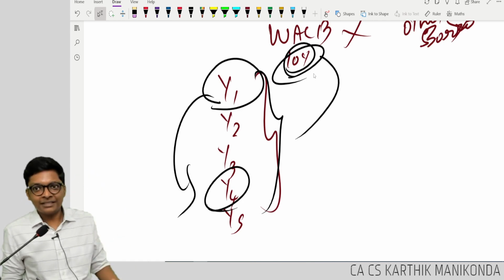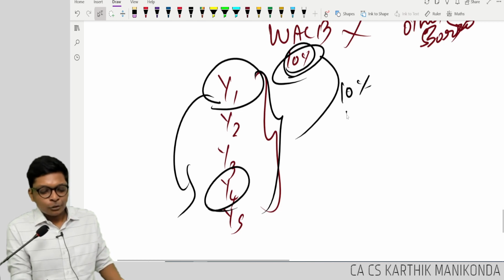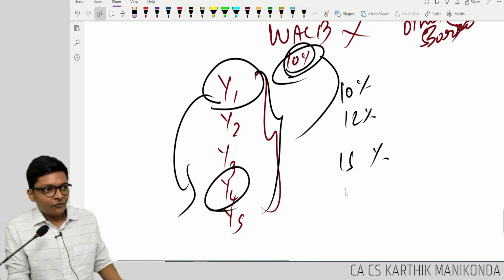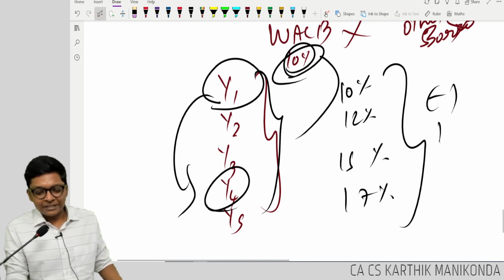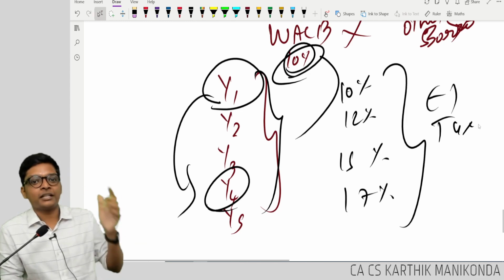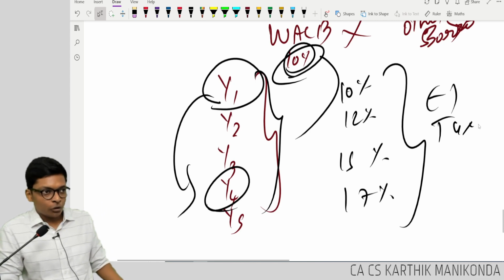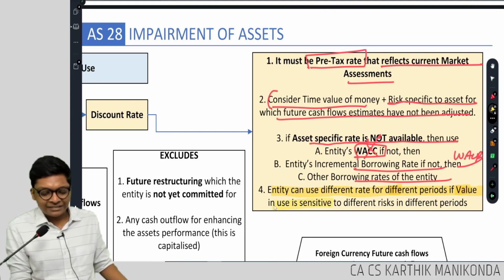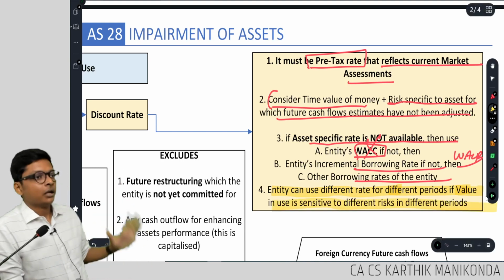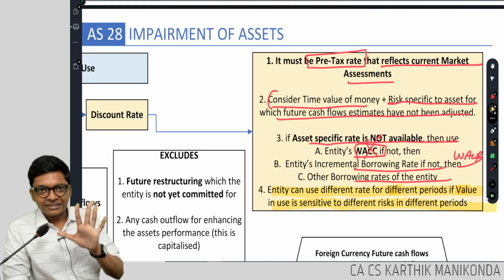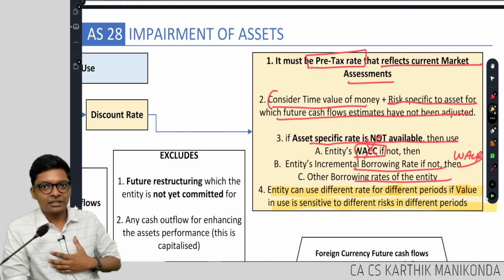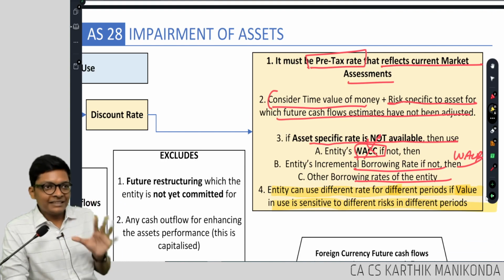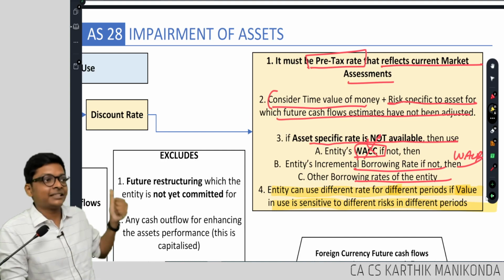So this standard says, each year you can have a different discount rate. Each year adjust with a different tax rate of that year. Are you following? This is the theory. Look at the last point. Entity can use different rate for different periods if value in use is sensitive to different risk in different periods. Sir, all this theory, sir, do we have a sum in this? Fortunately, unfortunately, study material doesn't have a sum, but it's a theory.